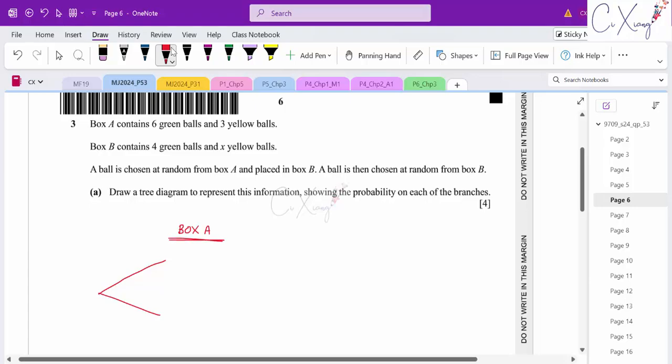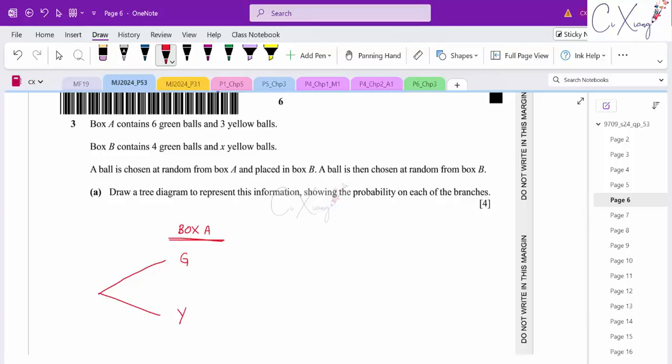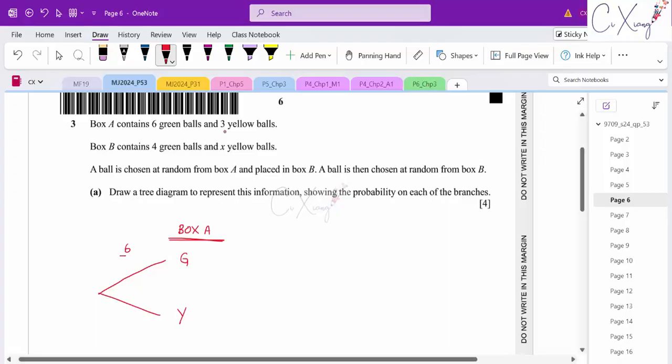When you want to take out a ball from box A, you might have a green ball or a yellow ball, either one. From box A, originally you have 6 green and 3 yellow. Therefore, the probability to get a green ball from box A is 6 over 9, then 3 over 9 to get a yellow ball from box A. Of course, you can simplify if you want. 6 over 9 simplifies to 2 over 3, and 3 over 9 simplifies to 1 over 3.